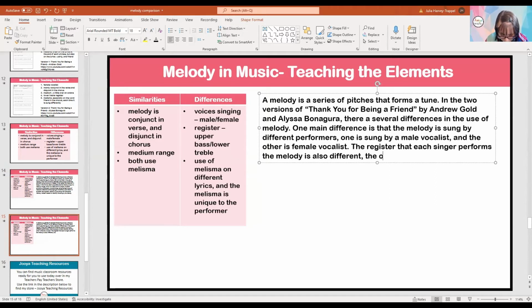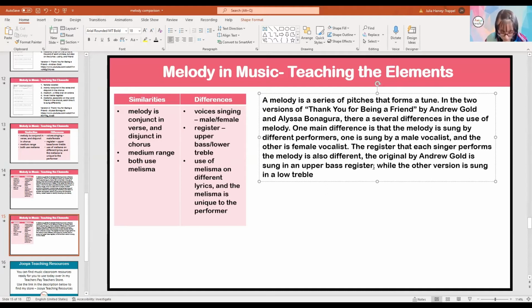The original by Andrew Gold is sung in an upper bass register, while the other version is sung, and there goes a train, sung in a low treble register. Now, you could go on to say what register means. Register is the placement of the voice or the placement of the instrument in treble or bass. You could do that as well.